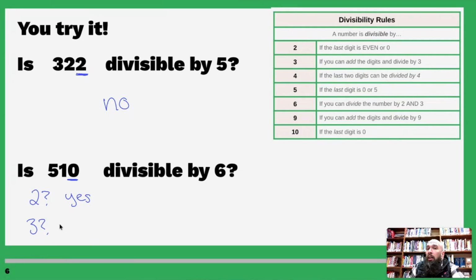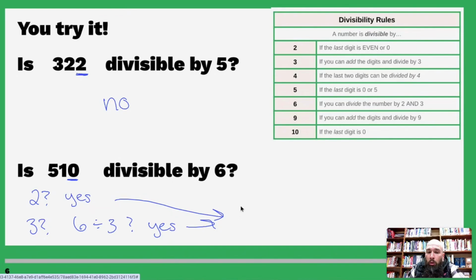Is it divisible by 3? Well, we add up our digits. 5 plus 1 is 6. 6 plus 0 is 6. And is 6 divisible by 3? Yes, it is. So since both of these were a yes, that means 510 is divisible by 6. That's a yes too.